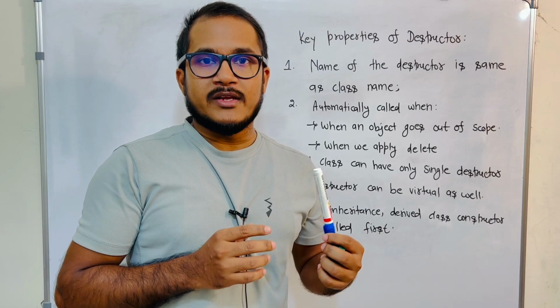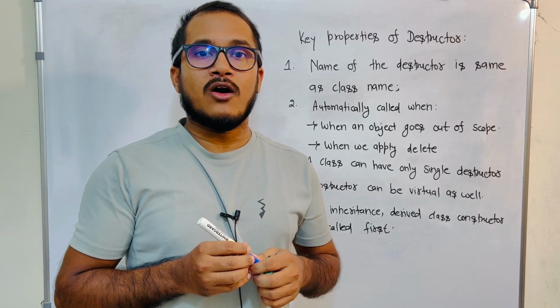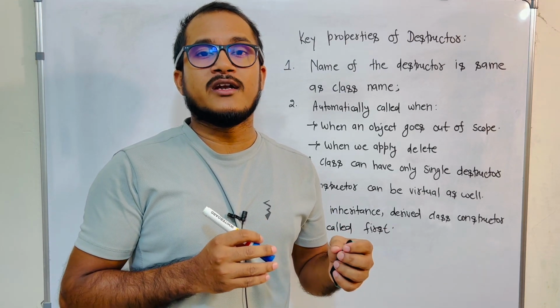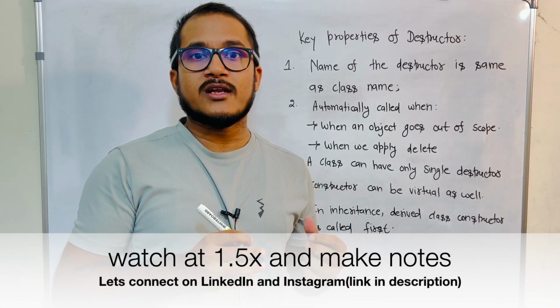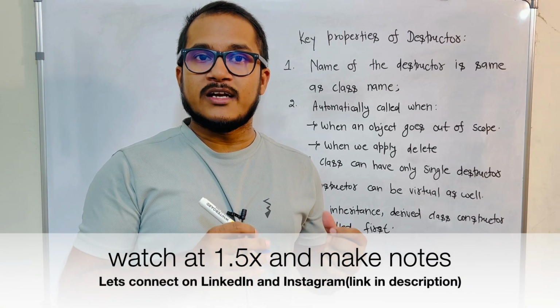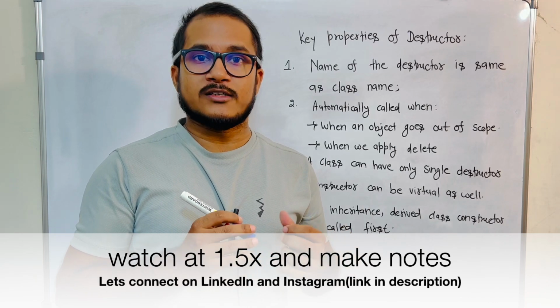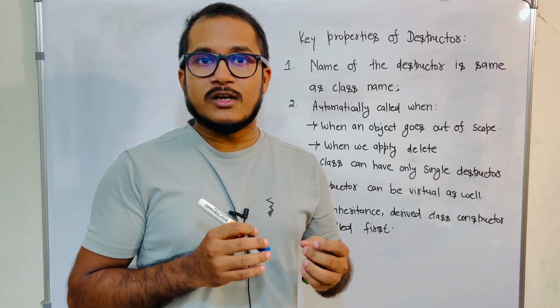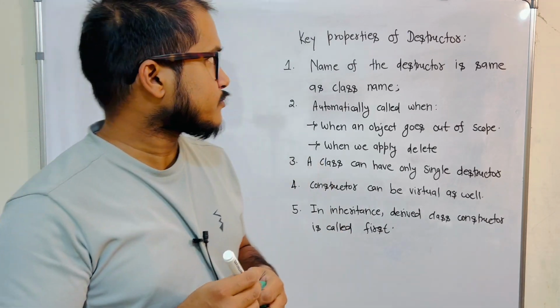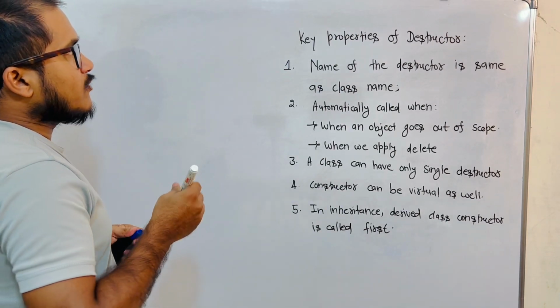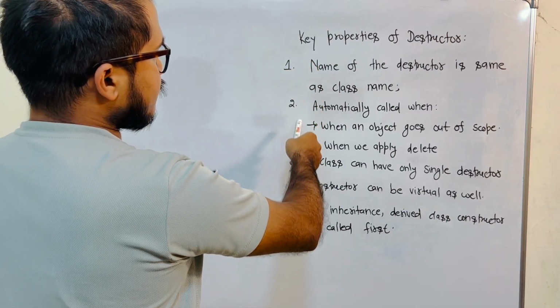So in the previous lecture, we saw how destructor gets called in different cases. So here we are going to talk about the different properties of destructor in C++. So let's start the discussion. I have listed down all the key properties of the destructor.